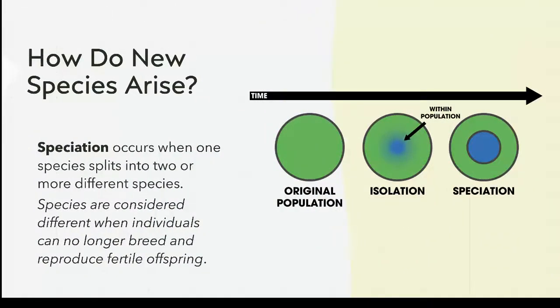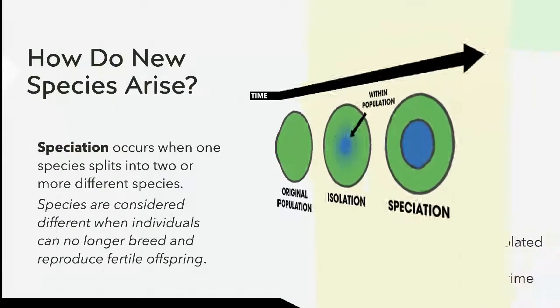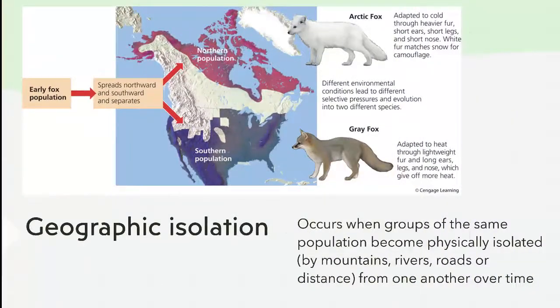So speciation occurs when one species splits into two or more different species. And species are considered different when individuals can no longer breed and reproduce fertile offspring. This can happen as a result of geographic isolation, and that occurs when groups of the same population become physically isolated from one another over time, and that can be by mountains, rivers, roads, or distance. So take a look at the figure.